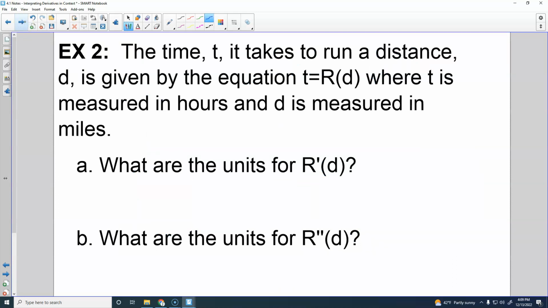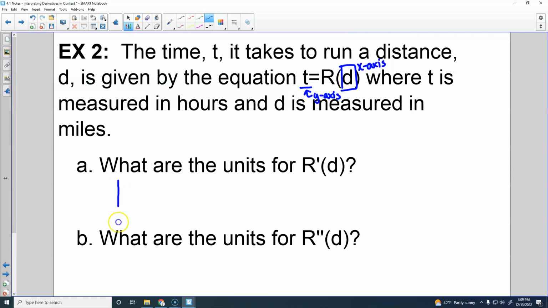All right, let's look at the second one. The time t it takes to run a distance d is given by the equation t equals r of d, where t is measured in hours and d is measured in miles. And so this problem's a little backwards from the way we usually think of time and distance, because distance is on our x-axis here, and t for time, that's on our y-axis.